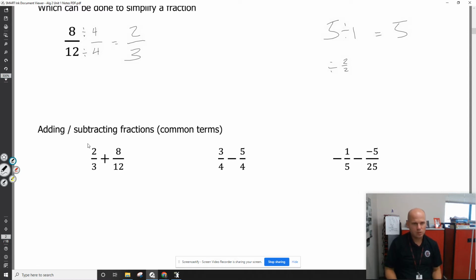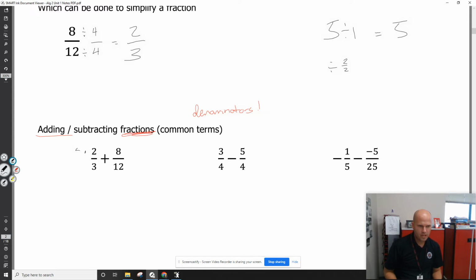So what we like to do is understand that when you're adding fractions, adding pizza slices, they've got to be the same amount. So I'm going to take these thirds and slice them up some more and make them into twelfths. We call this common terms or common denominators. I'm going to turn these 2/3 into twelfths. I'm going to cut it up, make it even skinnier.